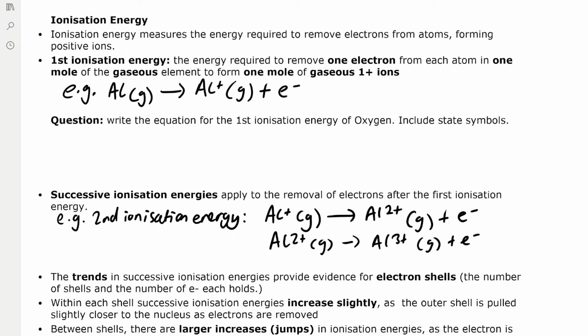Ionization energy measures the energy required to remove electrons from atoms, forming positive ions. So the first ionization energy definition, and this is one you need to remember, is the energy required to remove one electron from each atom in 1 mole of the gaseous element to form 1 mole of gaseous 1+ ions. So for example, the first ionization energy of aluminium we represent using this equation. 1 mole of gaseous aluminium forms 1 mole of gaseous aluminium 1+ ions, and an electron is removed.